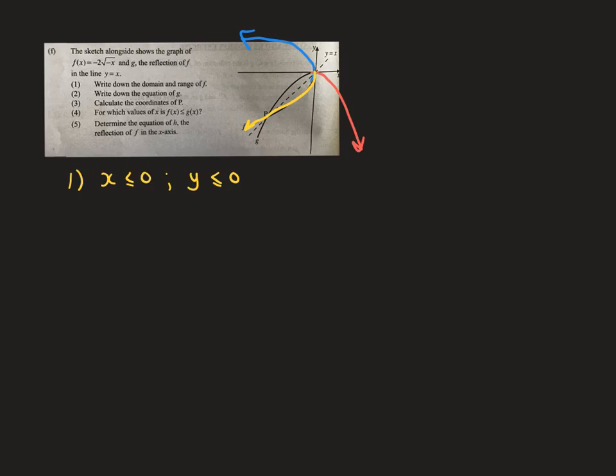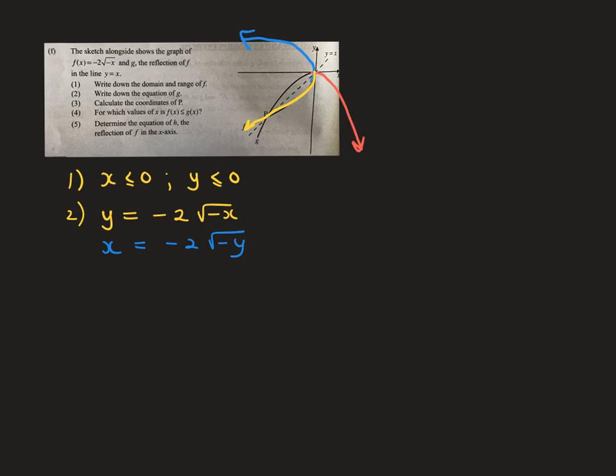Write down the equation of g. So g is a reflection of f in the line y equals x. So in other words, it's the inverse. We need to switch x and y around. So start off with the original function, y is equal to negative 2 root negative x. Let's do the switcheroo. x is equal to negative 2 root negative y.